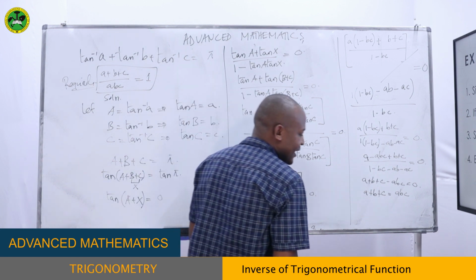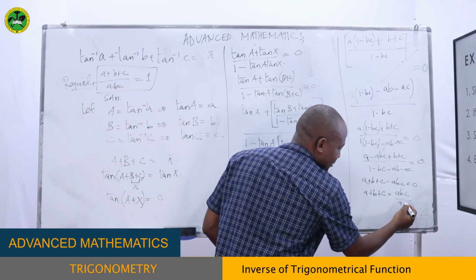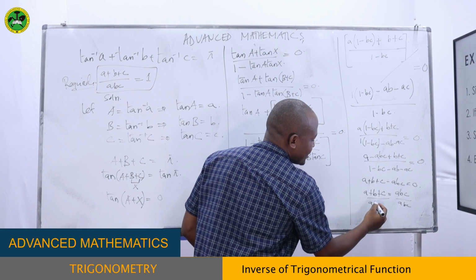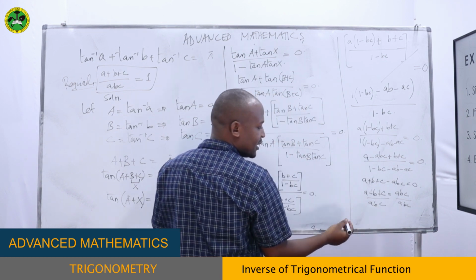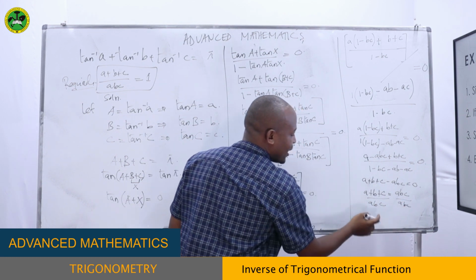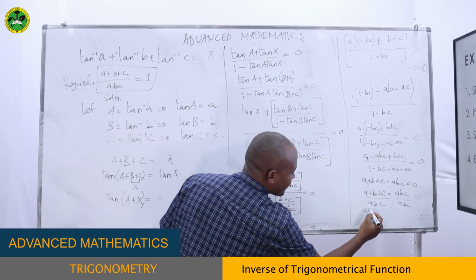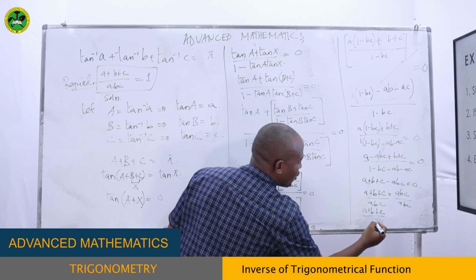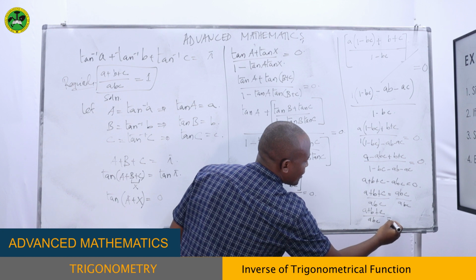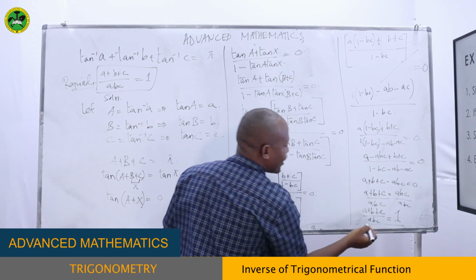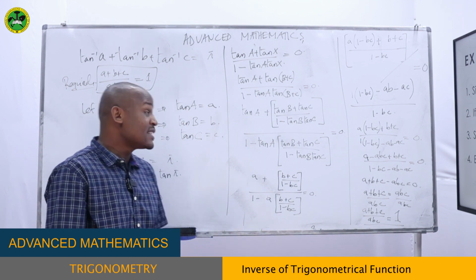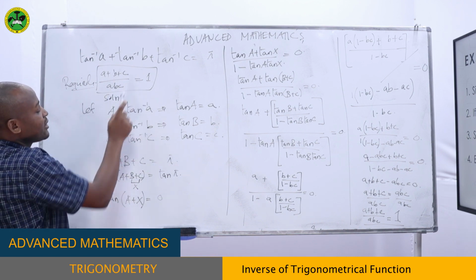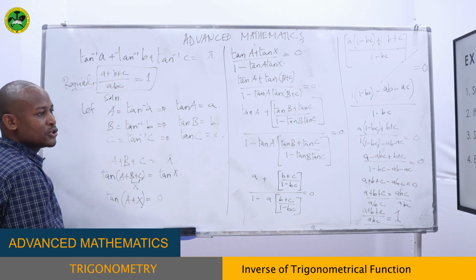If we divide by ABC throughout, what are we going to be left with? That side will be equal to 1, and then we shall have A plus B plus C over ABC equals to 1. And you will see that we have obtained the thing that was required to prove.